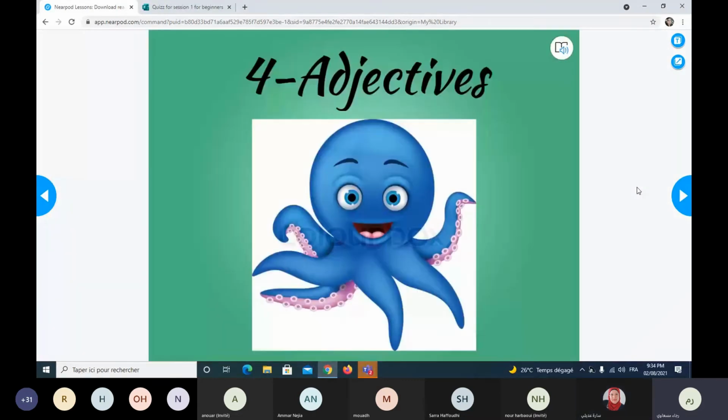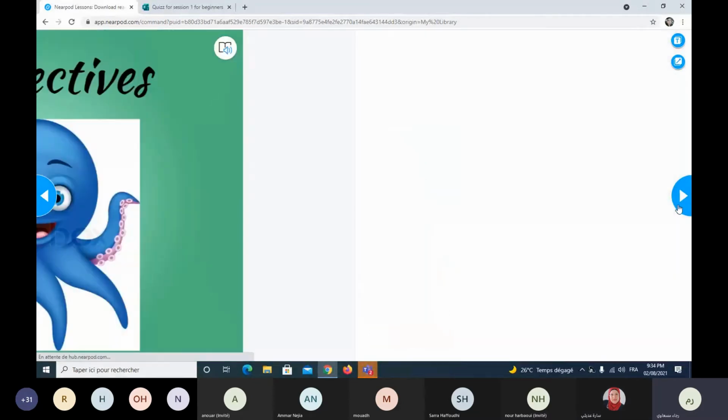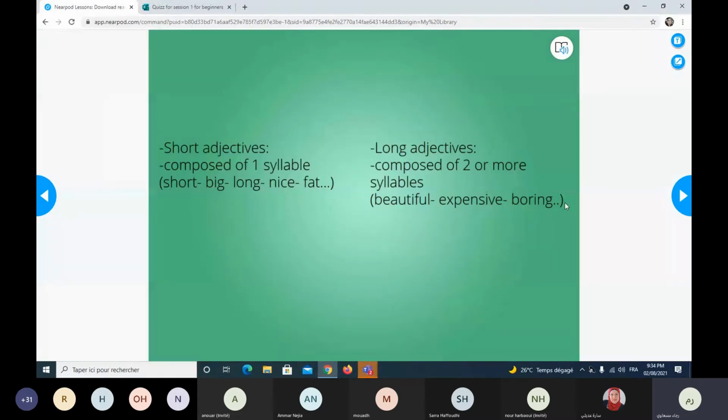Well, so I move now to the fourth element, which is adjectives. So we will now speak about the adjectives. I will speak only about two things today. In English, we have two types of adjectives. We have short adjectives and long adjectives. What is a short adjective? It is an adjective composed of one syllable. When I speak, it is pronounced in one part. Example: short, big, long, nice, fat, large, huge, small.